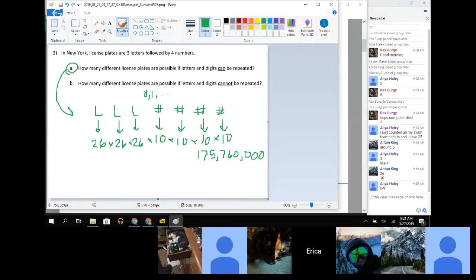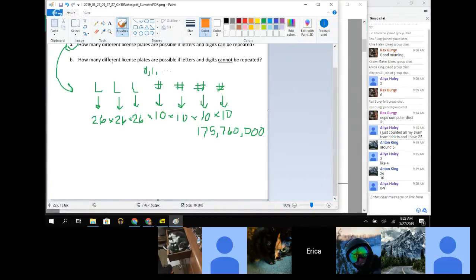Right? That's a lot of different license plates that are out there. So you think of all the cars that you have and all the different things. All right. Does that make sense to everybody? Pretty straightforward, right? So then part B is, how many different license plates are possible if letters and digits cannot be repeated?